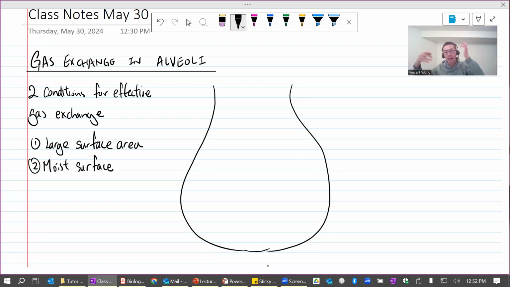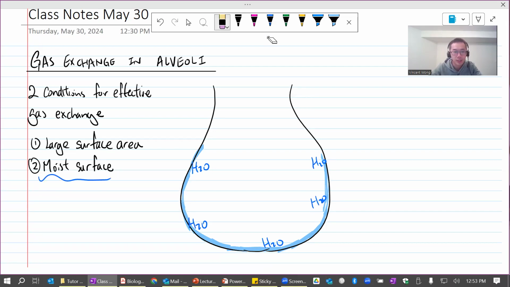You need to allow the gas from the air to dissolve into this moist layer before going into the blood. In order for that to happen, there is a film of water, just like moisture, on the inside of the alveoli. I should put some H2O here. That is to satisfy this condition. Now, we don't want it to be drowning in water, obviously, then we cannot breathe, we suffocate and die. But a little bit of moisture is needed.